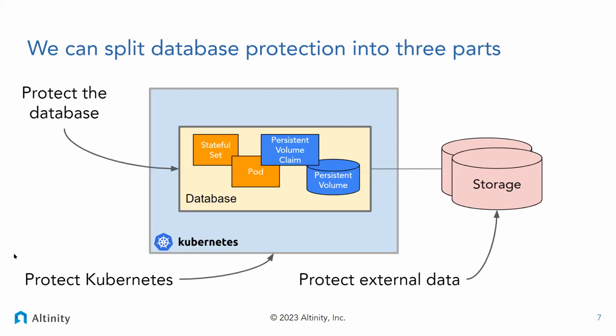The second thing is, because the database is running inside Kubernetes, we need to think of that as a wall, a barrier, and we need to protect access to Kubernetes itself. And then finally, we need to protect something else, which is external data. So in cloud environments in particular, it's very common for databases to either generate or use data which is outside of Kubernetes itself. So we also have to think of that in the threat model and consider how we might protect that data as well.